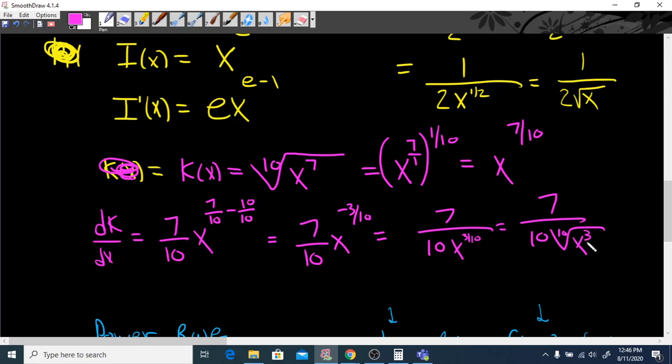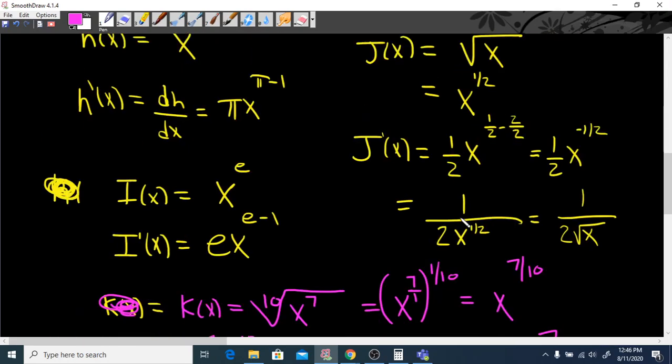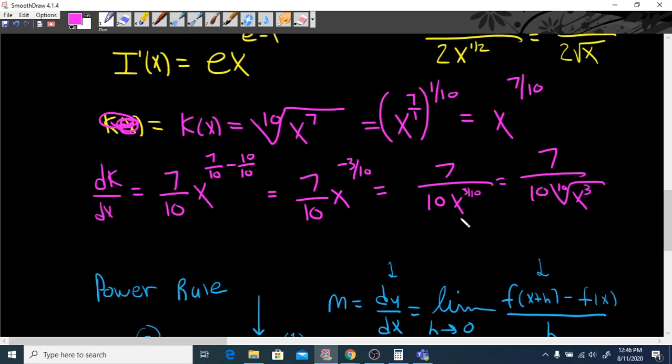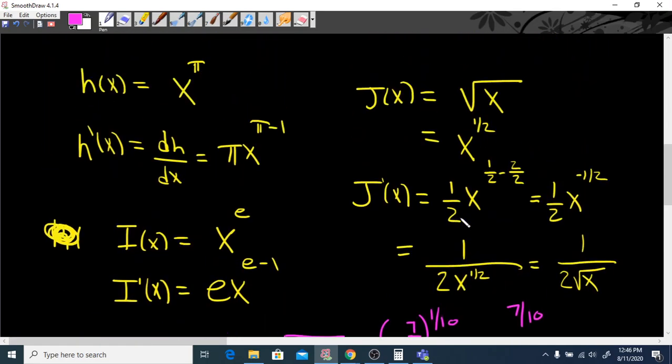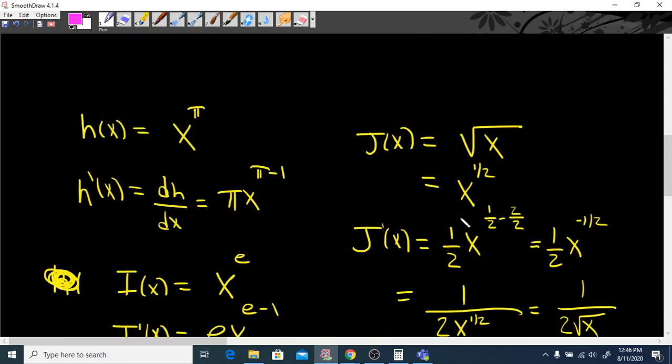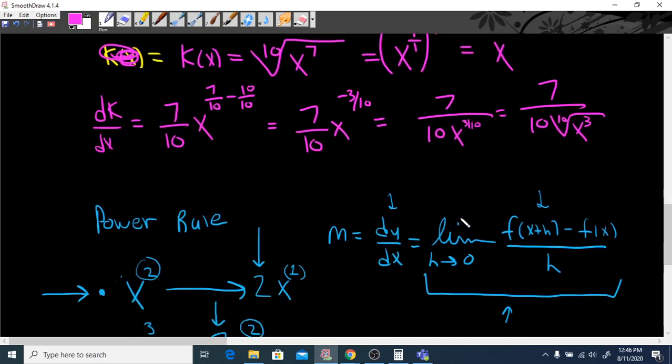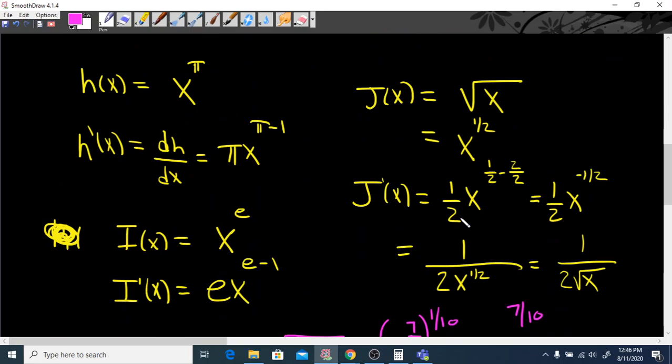So I think this is honestly a pretty in-depth look at the power rule. We've basically covered every possible type of situation that you could encounter. So, that's that.